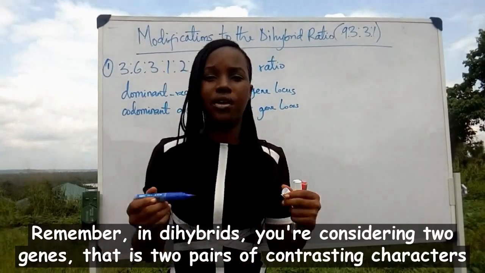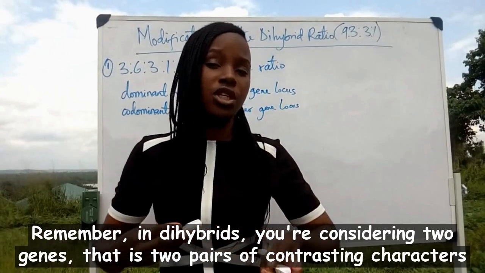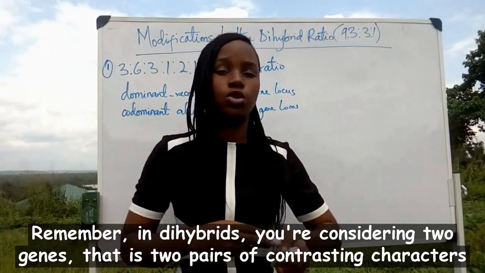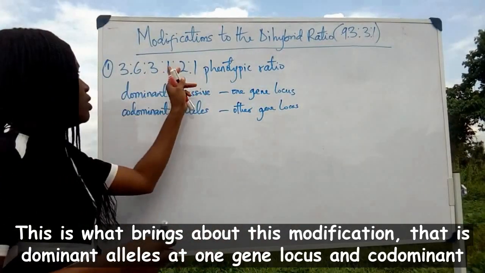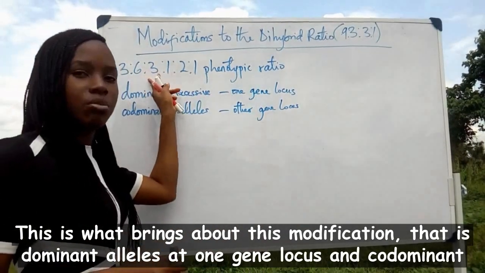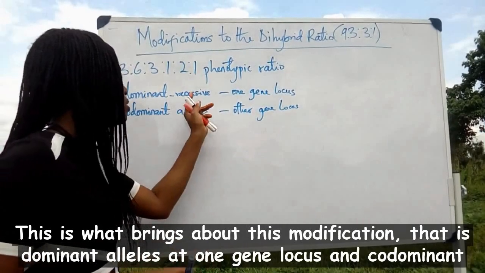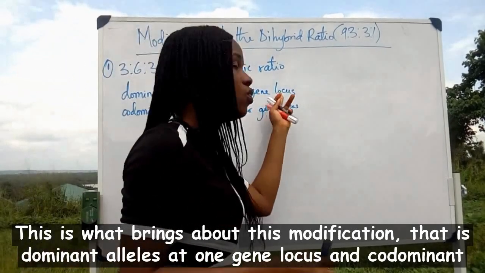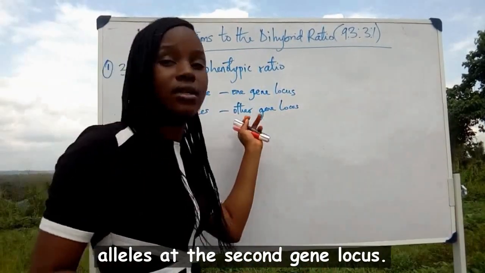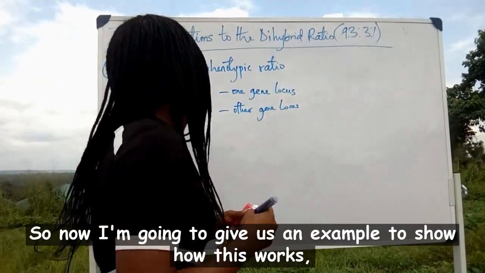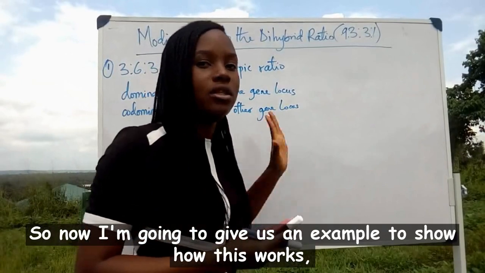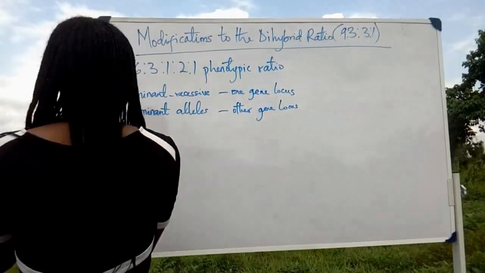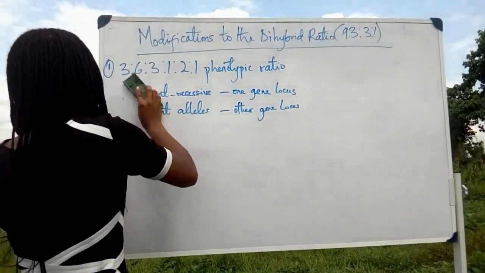Remember, in dihybrids we are considering two genes with two contrasting pairs of characters. So this is what brings about this modification. There's dominance genes or alleles in one gene locus and codominant alleles in the second gene locus. So now I'm going to give us an example to show how this works so that you can understand it.